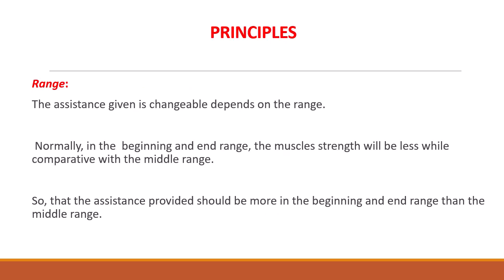Okay, what are the principles? We can see the principles. First one is the range. We are doing the exercise, assisted and resisted exercise, active and passive exercise. There it is a principle. The assistance given is changeable, depending on the range. Normally at the beginning and end range, the muscle strength will be less compared with the mid range, so the assistance provided should be more at the beginning and end range than at the middle range.